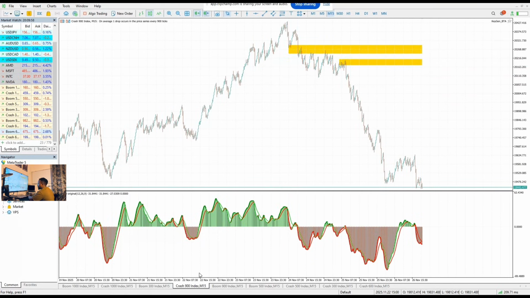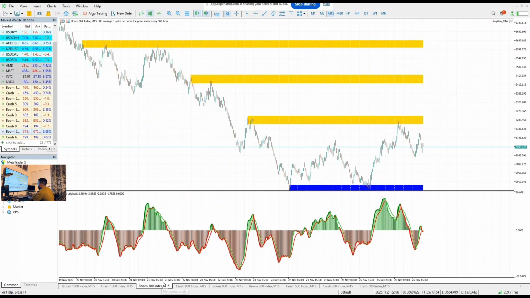Okay, let's take a look at Crash 900. Crash 900 already crashed. There's currently no setup, and we don't have to force a trade.